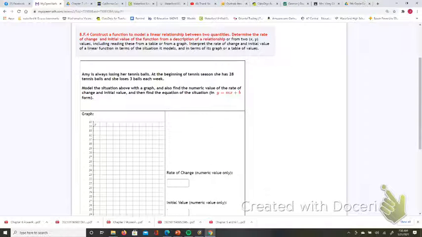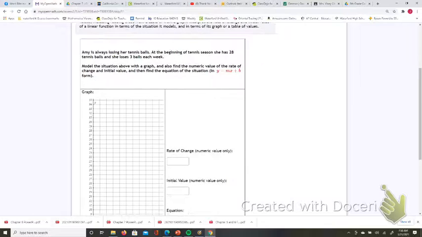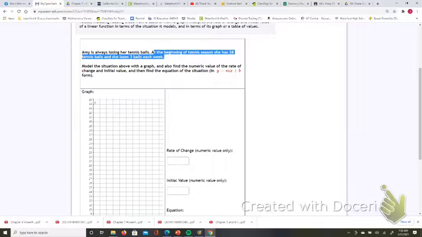Number 11. Amy is always losing her tennis balls. At the beginning of tennis season, she has 28 tennis balls. Okay, this is important. At the beginning of tennis season, she has 28 tennis balls, and she loses 3 tennis balls a week. Okay, model the equation above with a graph, and then we want to find the rate of change and the initial value and the equation.